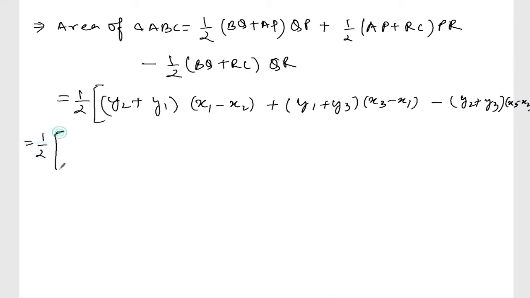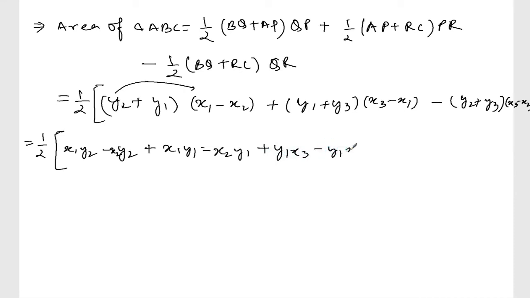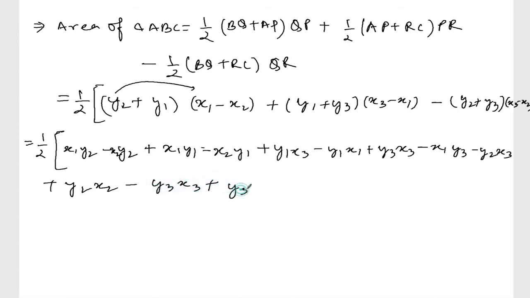So it will be half into, now y2 into x1 and x2, you have to multiply. y2 into x1 will be x1 y2 plus, y2 into x2 will be minus y2 x2, so x2 y2 plus y1 into x1 will be x1 y1, plus y1 into minus x2 will be x2 y1, plus, if you multiply this one, you will get y1 x3 minus y1 x1 plus y3 x3 minus x1 y3 minus y2 x3 plus y2 x2 minus y3 x3 plus y3 x2.